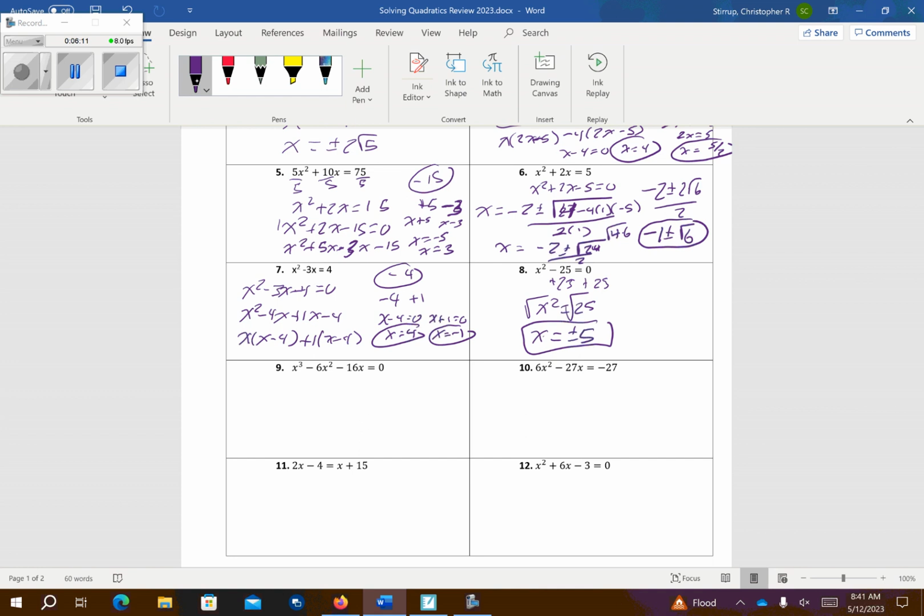Problem number 9, again, is going to have 3 answers. I'm going to factor an x out first. X squared minus 6x minus 16 equals 0. Remember, this is going to give me my first answer being 0 because we have 3 answers. And then I'm going to multiply first and last, so I get negative 16, so I have a positive and negative. What factors of negative 16 add to negative 6? And that would be negative 8x plus 2x. So let's plug those in.